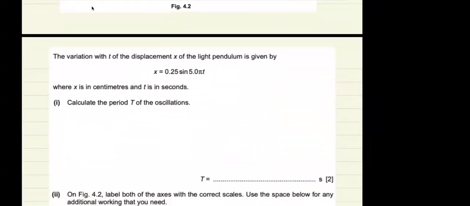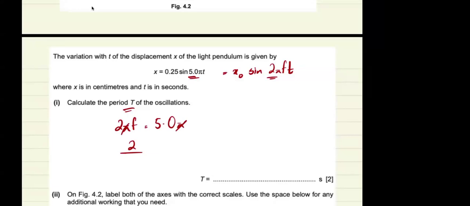The variation with time of the displacement of the light pendulum is given. This is now an expression for the displacement, and you need to extract from this the time period. The idea is that this is x naught sine 2 pi f t. So this 5 pi is really 2 pi f. So 2 pi f equals 5 pi. The pi's cancel out, and you can also write this as 2 over T equals 5. So T equals 2 over 5, which is 0.4 seconds.